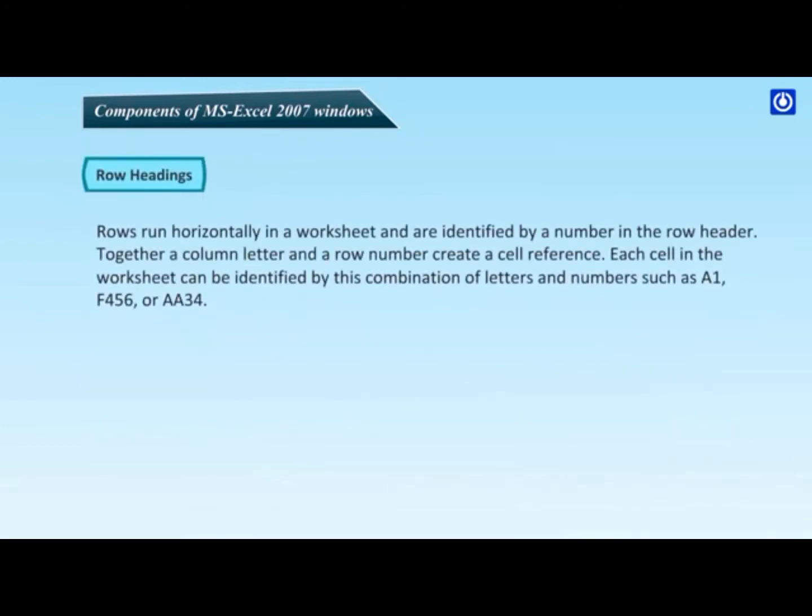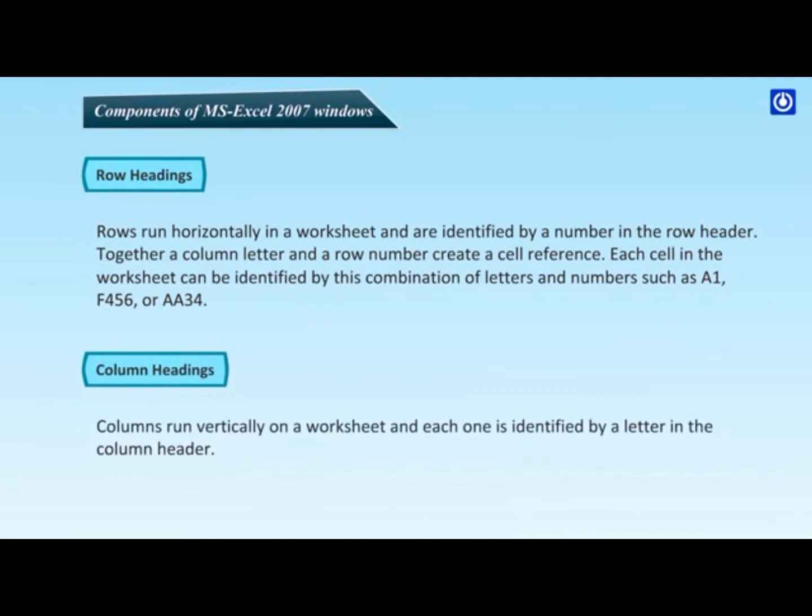Row headings. Rows run horizontally in a worksheet and are identified by a number in the row header. Together, a column letter and a row number create a cell reference. Each cell in the worksheet can be identified by this combination of letters and numbers, such as A1, F456 or AA34. Column headings. Columns run vertically on a worksheet and each one is identified by a letter in the column header.